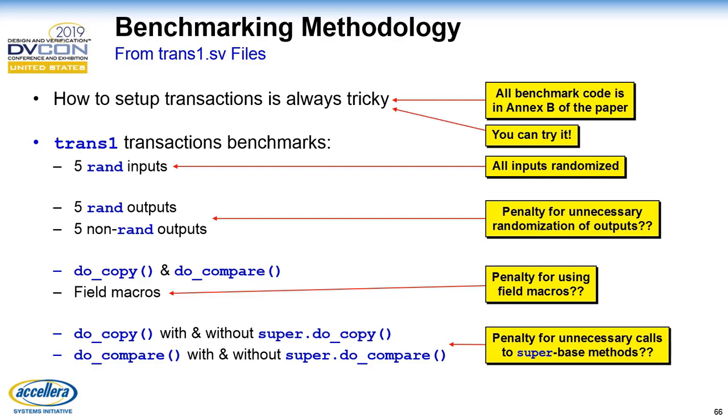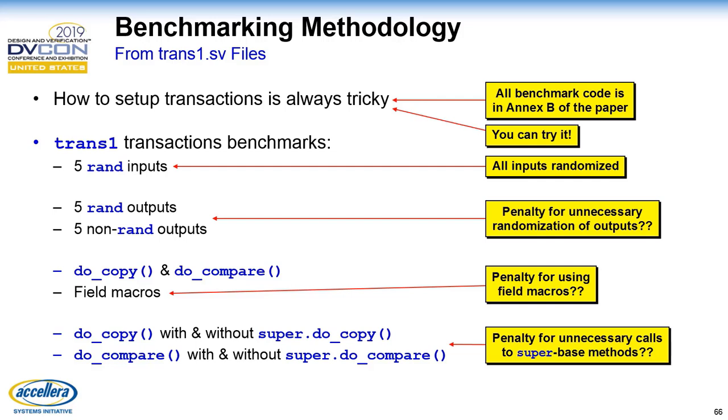And the question is there a penalty to be paid when I randomize outputs that I'm never going to use the random values? Because once I pass the transaction down to the driver, I'm just going to drive the inputs and throw away the outputs. So is there a penalty for randomizing outputs that I never use? We'll measure that. Then I also implemented the do copy and do compare commands, and I implemented the transactions using the field macros. So the question is there a penalty for using field macros?